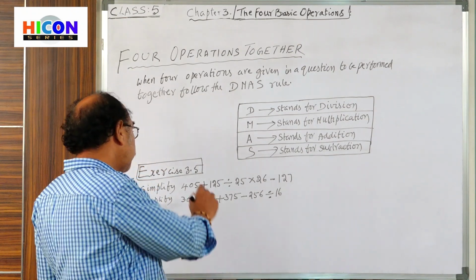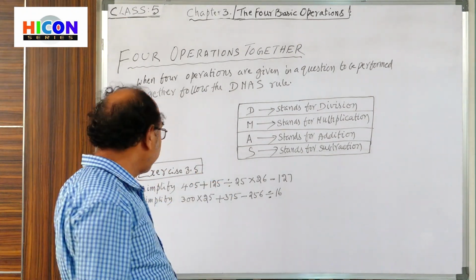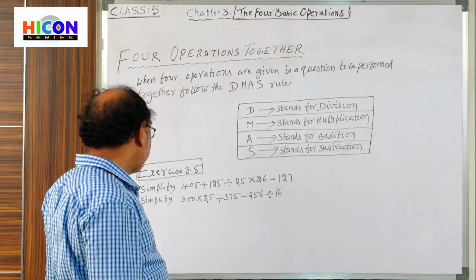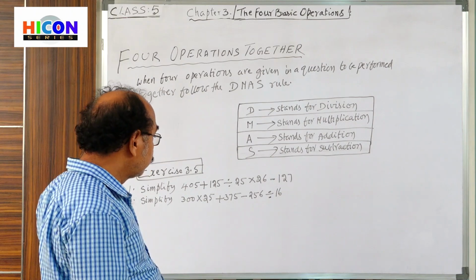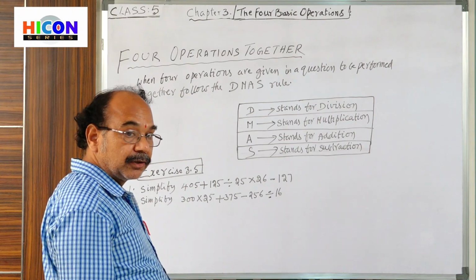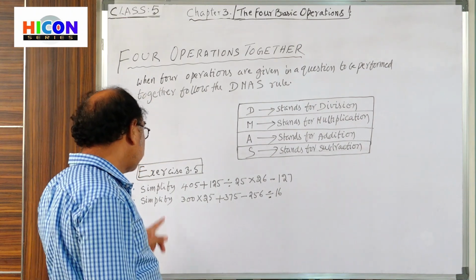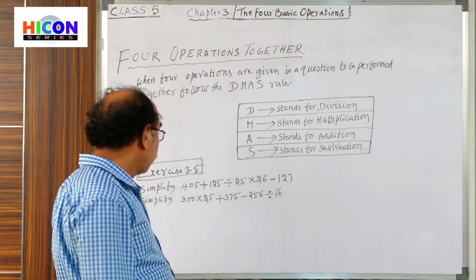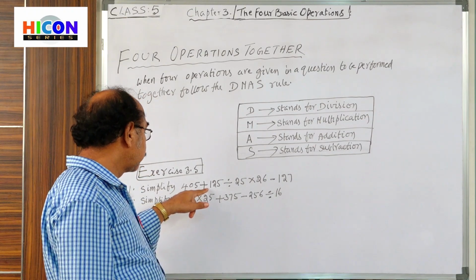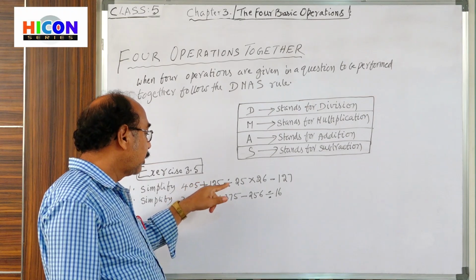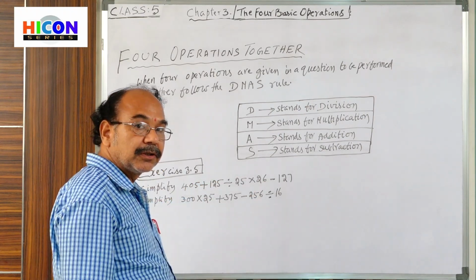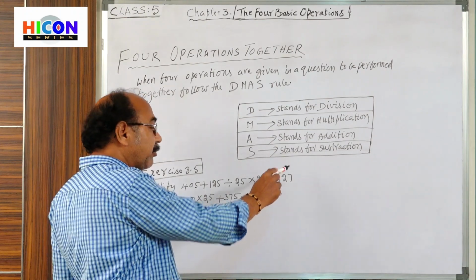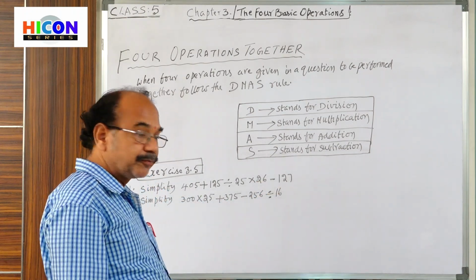Now, in the exercise 3.5, under the section A, two problems I will tell you. Listen carefully and solve. First question, what? Simplify 405 plus 125 divided by 25 into 26 minus 127. That is the first question.